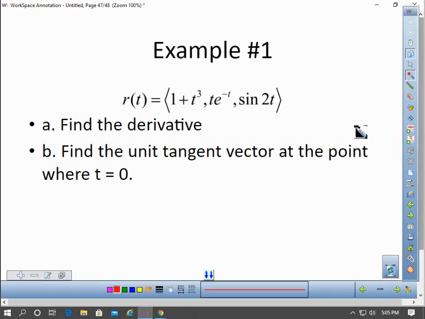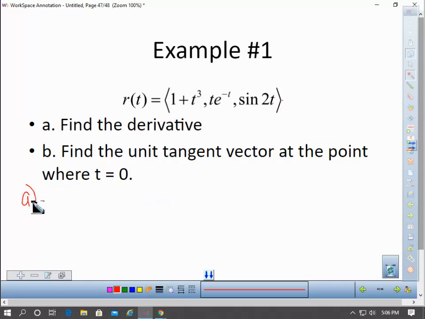All right, doing our examples here for our vector valued functions. This is just doing parametric equations in a vector form, is really all it is. So here, example 1, it says this is our vector, 1 plus t cubed, comma, t times e to the negative t, comma, sine of 2t. So the first thing, part A says find the derivative.